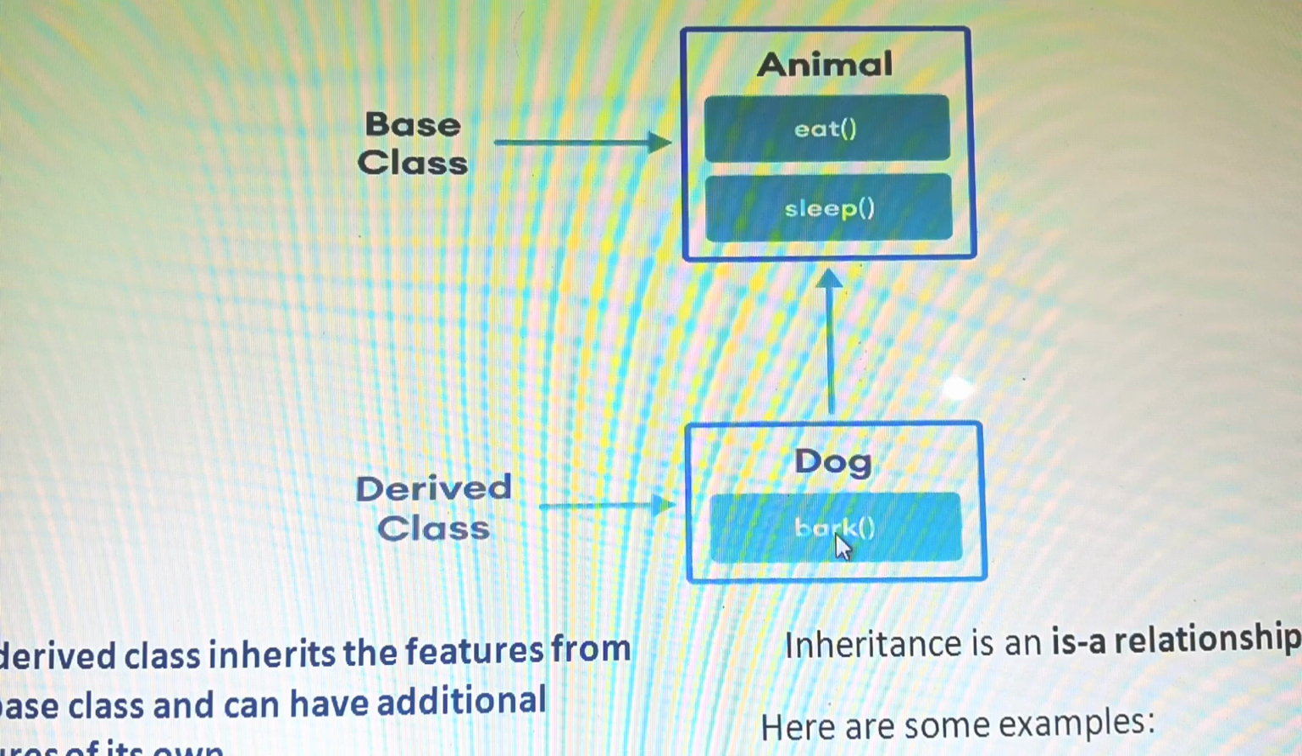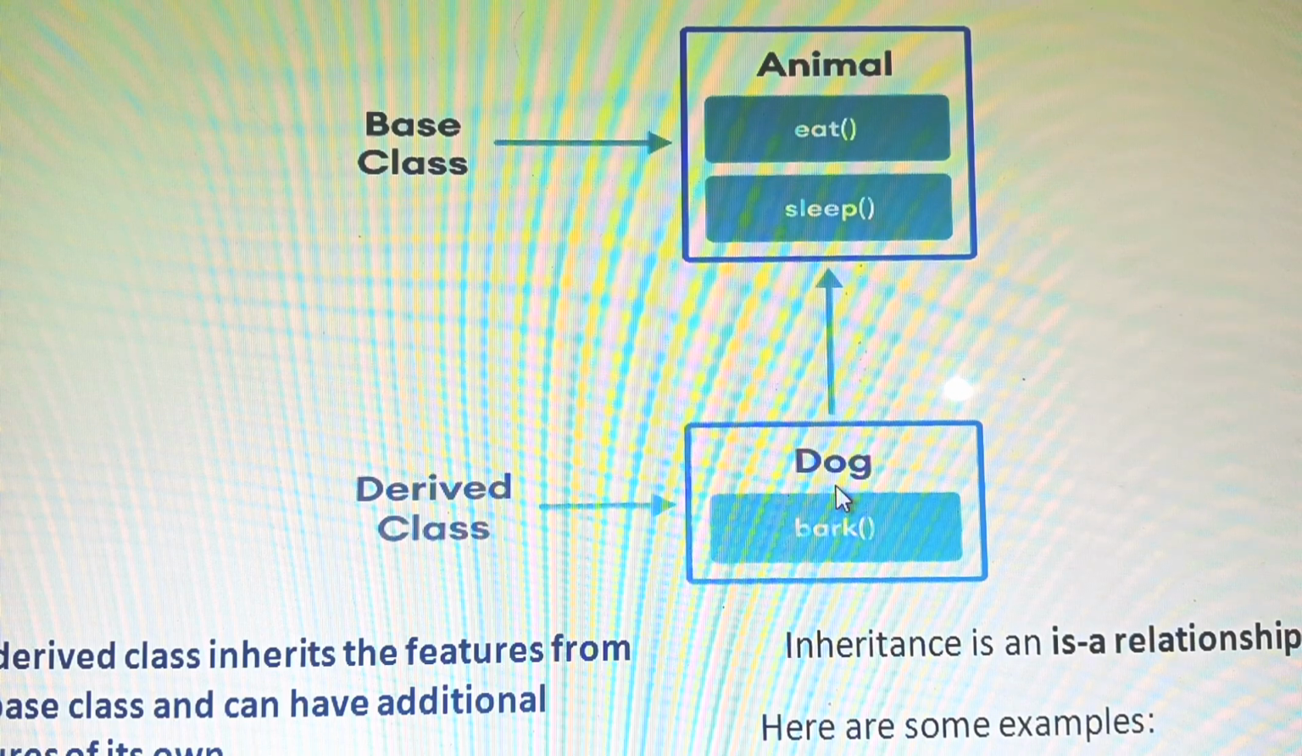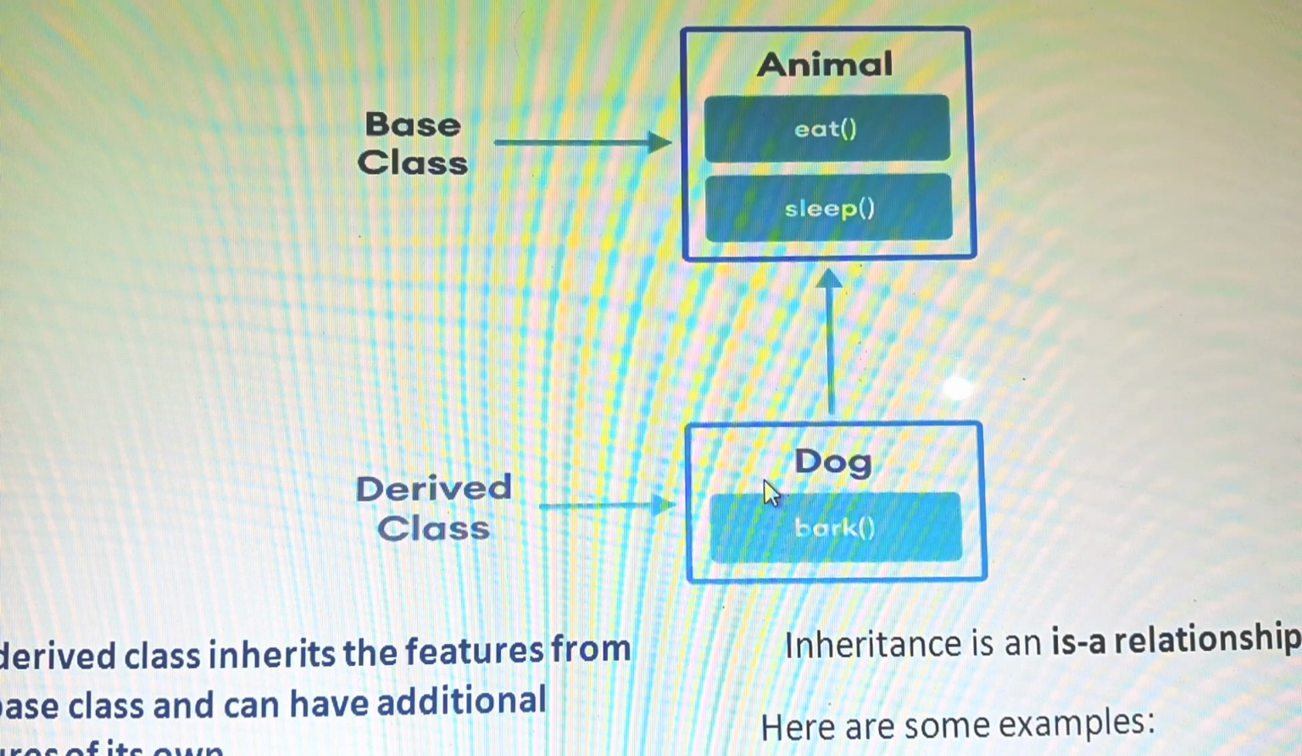Dog is an animal, and dog is a derived class. The derived class dog can inherit the features from the base class animal, and it will have its own features also. The dog will have its own feature: bark. This is called inheritance. The derived class dog inherits the properties of the base class animal, that is the eat and sleep functions, and it can add its own features, that is bark. This is inheritance.